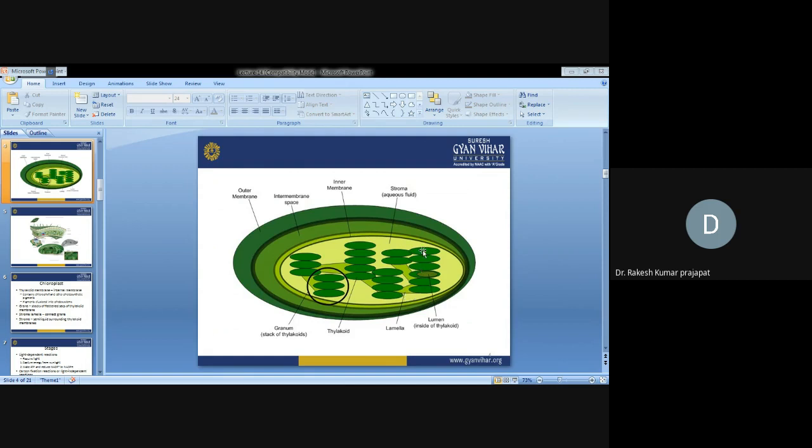Inside these stacks there is a gap. This gap is known as the lumen. Inside the thylakoid is the lumen.